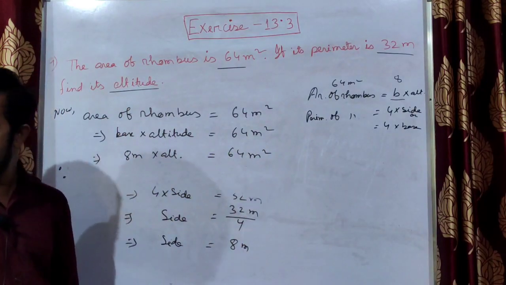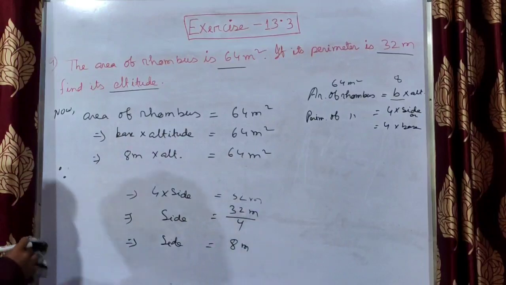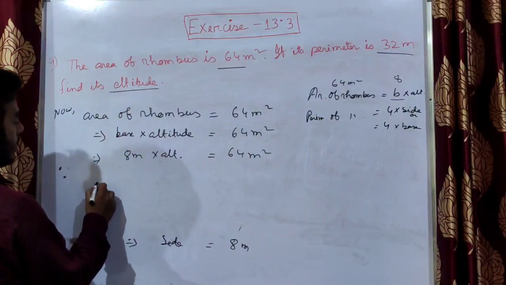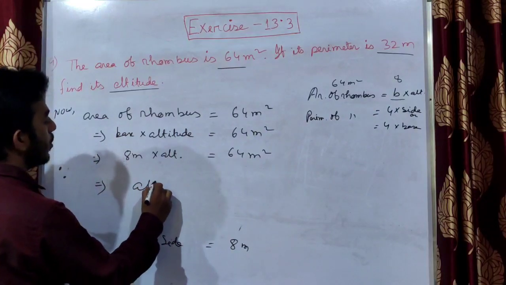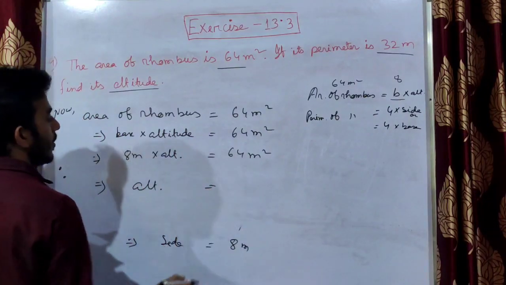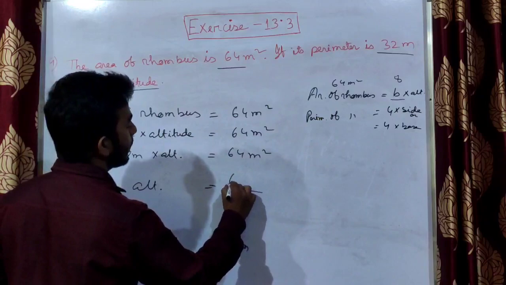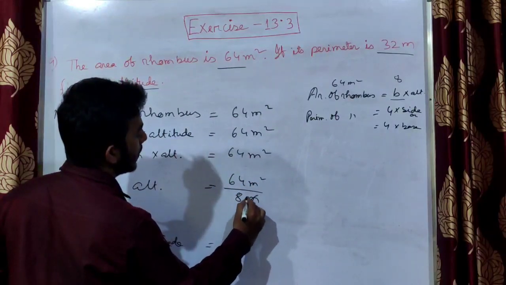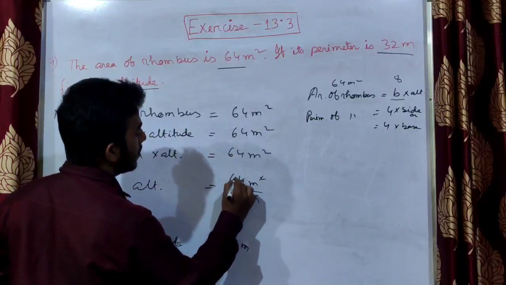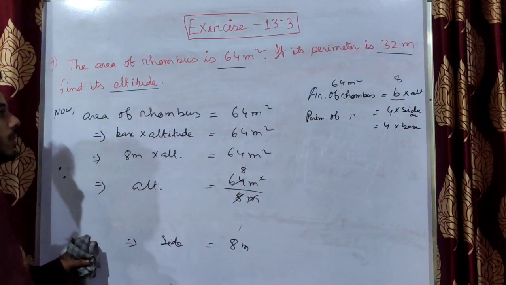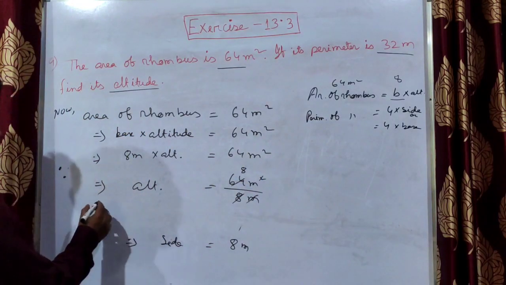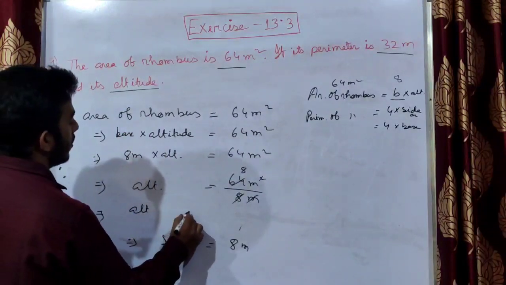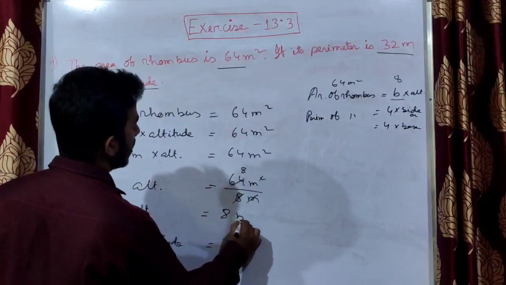Now what we'll do? We will change the side. Now as there is multiplication, and when we change the side, it will be what? It will be divide. So 64 meter square by 8 meter. So meter square cancel. 8 into 8 is how much? 64, right? So altitude equals 8 meter.